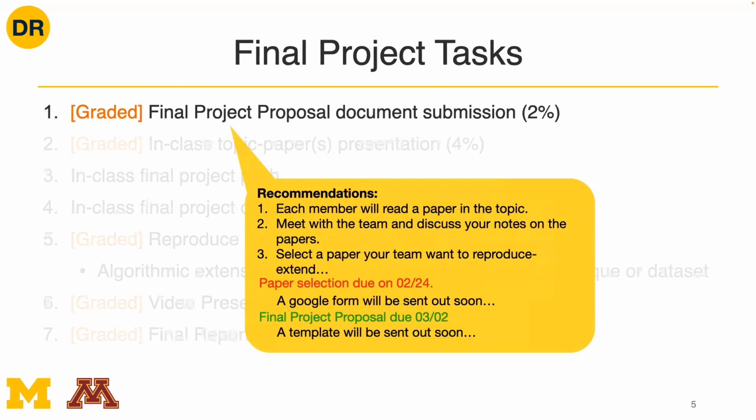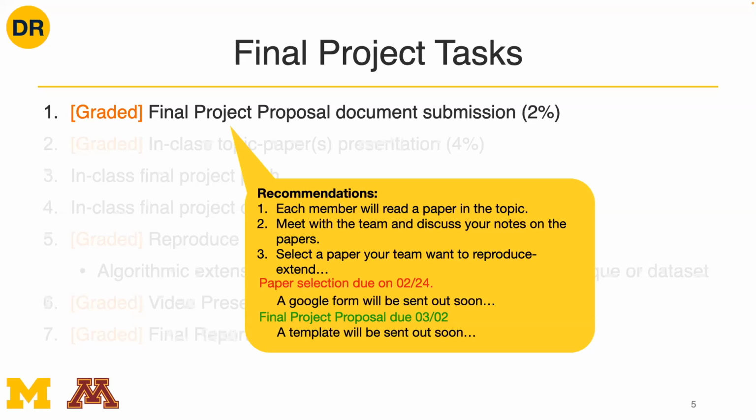So I would recommend each team member read a paper in the topic from the list of papers that we have on the website, and make time to meet with the team, either in person or on Zoom, and discuss your notes. Own a particular paper that you are reading, so that each member is reading different papers and then sharing and talking about it. And then try to select a paper that you all want to work on so that you can reproduce and extend on top of it. These are some recommendations I have because you want to select the papers by this Friday.